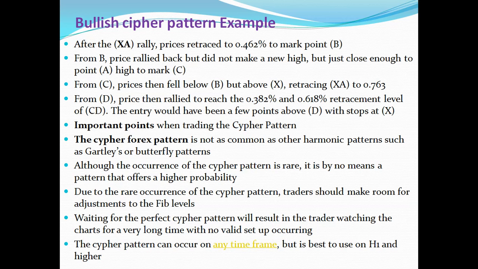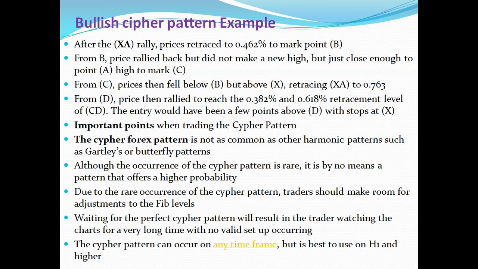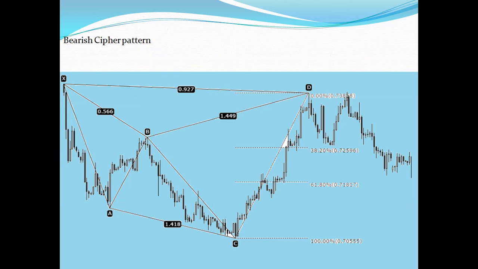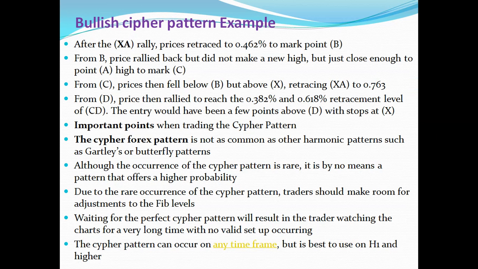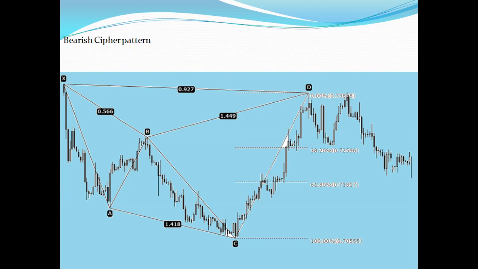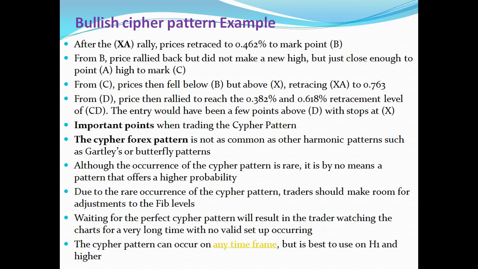Bullish cipher: after the XA rallies, prices retrace 0.462 to point B. Price rallied back but didn't go very high, just close enough to point A and C. From C, price fell below B but above, retracing XA 0.760 from D. You see, this is D and the price rallied to reach 0.8382 and the 0.618 retracement level of CD. So here you can put it and see. You have to use the Fibonacci.